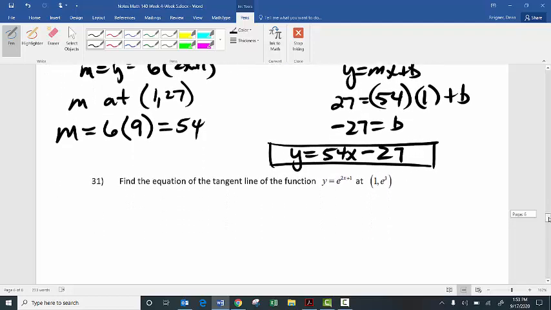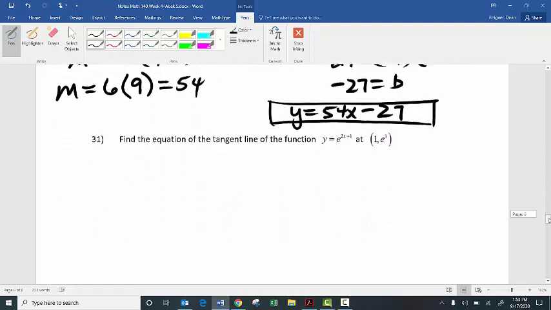All right, the next one is kind of similar. This one I give you the x and y value. So now the y value is e cubed. That's a little strange. Now we're getting into points that are a little more difficult rather than just regular old numbers.